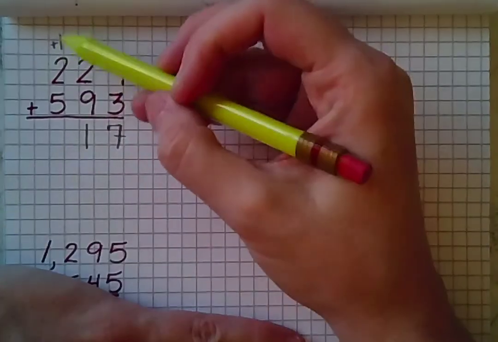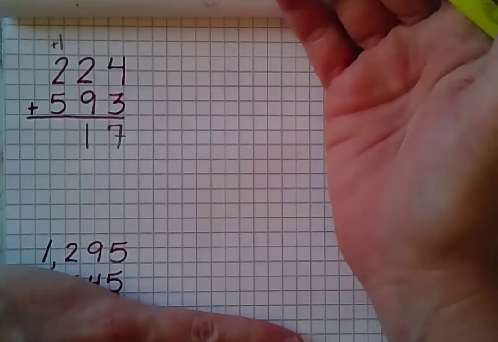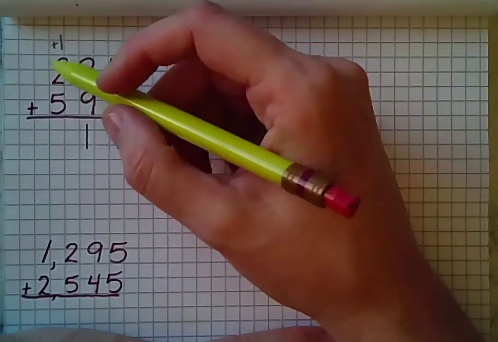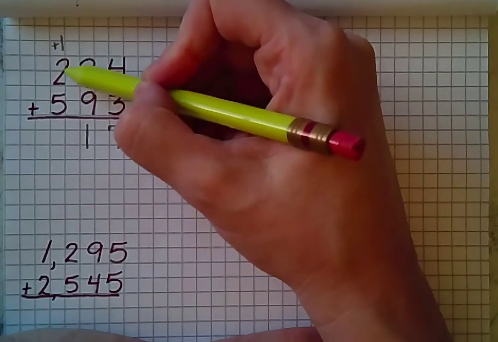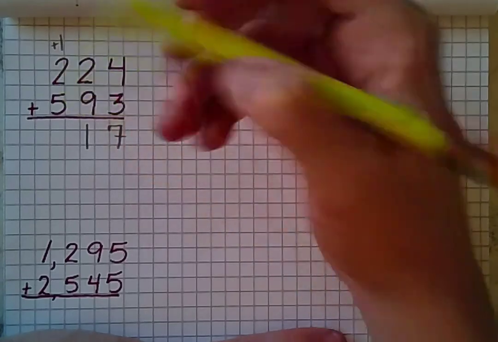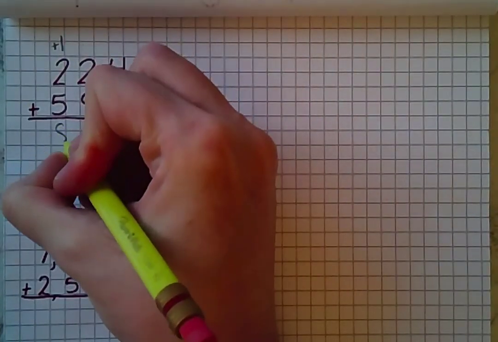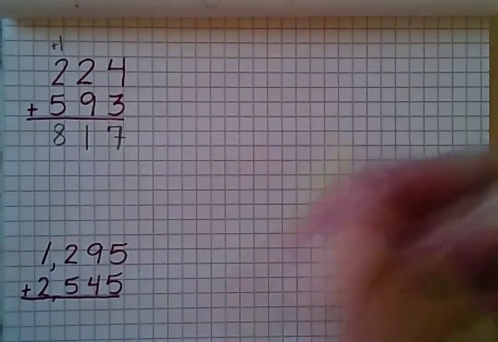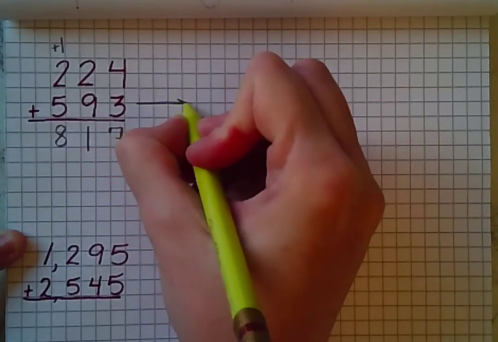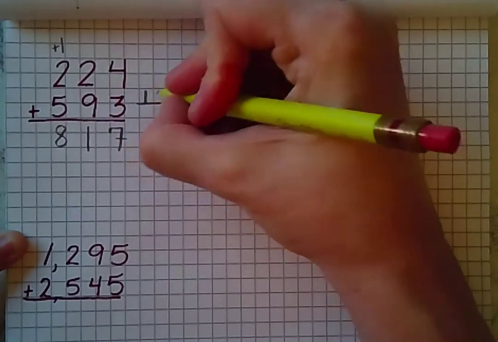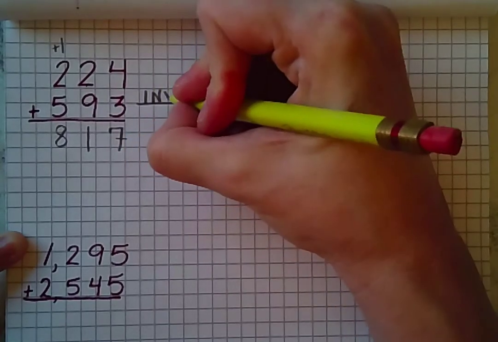And you'll see me put a plus sign. That just reminds me to add. And that will come in handy when we get to multiplication. So 1 plus 2 is 3, and 3 plus 5 is 8. Now, the way I teach my students is you draw an arrow and you write INV.